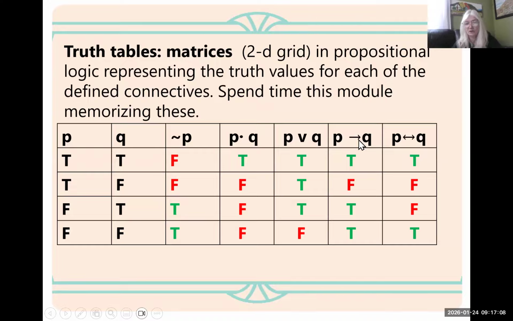Our P then Q is only false if the antecedent, the first part P, is true, while the consequent, the second part, is false. Otherwise, it's okay, it's true. For if and only if, these are false when they aren't equivalent to each other, and true when they are. So when they're both true, it's true, and when they're both false, it's true, otherwise false.